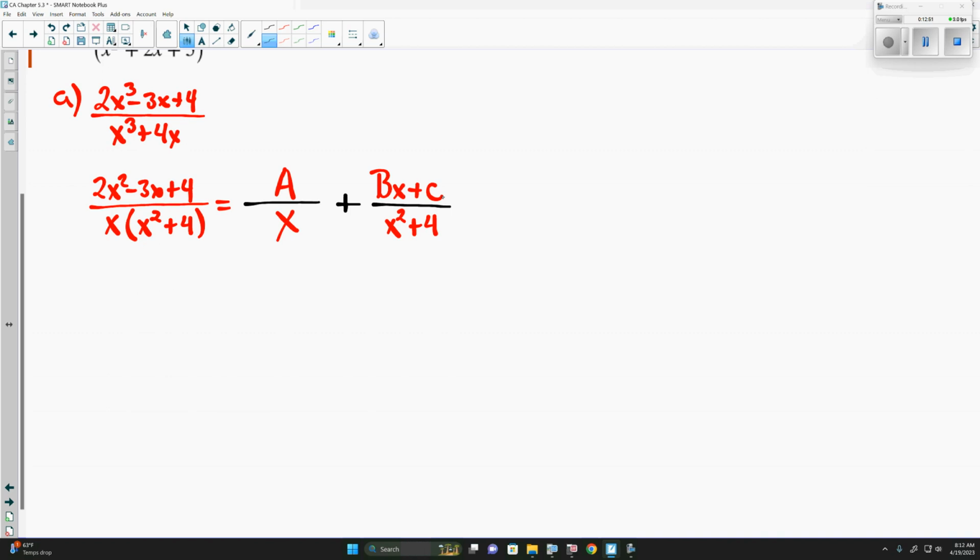And the reason that we're doing this is we need to take into account every possible value of A, B, C here.